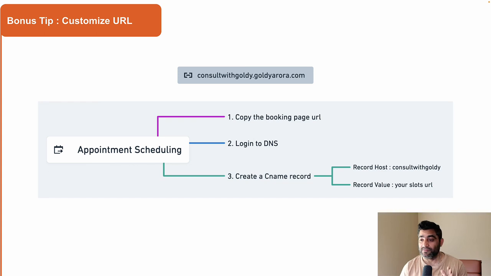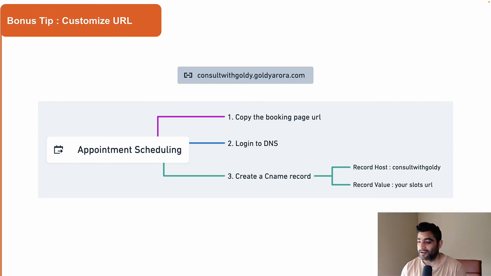Doing this is pretty easy. Step one, just copy the Google Calendar appointment booking page URL that you got from Google Calendar. Step two, log into your DNS wherever you have your name servers pointed, okay? And then go to that place and create a new CNAME record. Whenever you create a CNAME in your DNS, it will ask you for two pieces of information. First is the record host name. The host name will be whatever you're putting before your domain name. So for me, it's consult with Goldy. In case for you, if it's just book me or something, just put that here in the host name. In the value, you will be putting your calendar booking page URL.